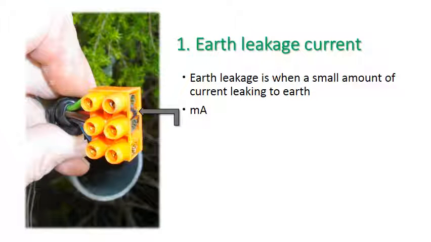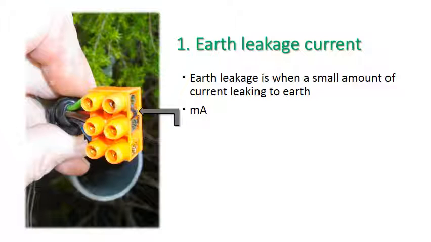Earth leakage current is where a small amount of current is leaking to earth, usually milliamps. It might not seem like a bad fault, but remember, milliamps can kill us. The other thing is, earth leakage current usually causes damage which gets worse over time. And over time you end up with a bigger fault and a worse problem. It's enough current to cause a small amount of sparking which can set things on fire.